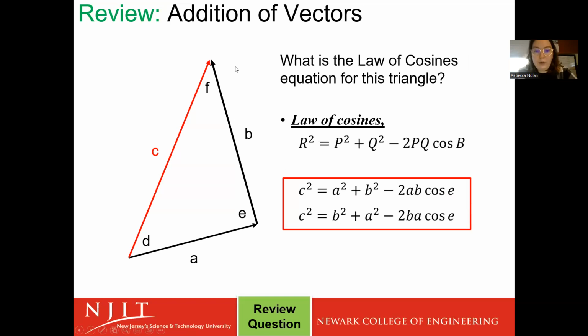However, let's say we were looking to find vector b and we did have angle d. We could have b squared equals a squared plus c squared minus 2ac cosine d. So it doesn't have to be your resultant, but make sure your angle is what is opposite, I guess we'll say what's on that side of the equal sign. Okay.